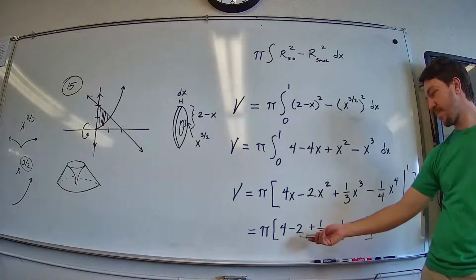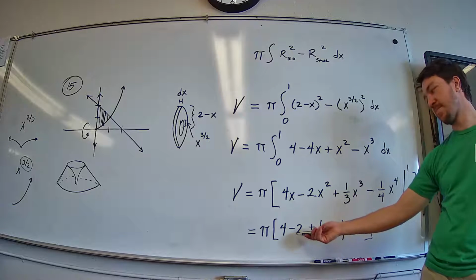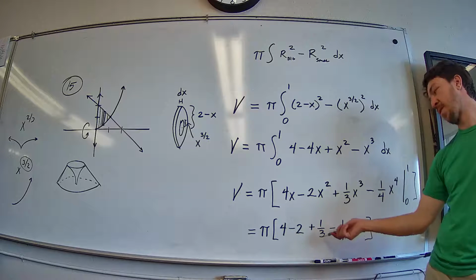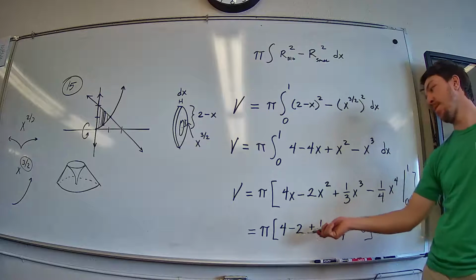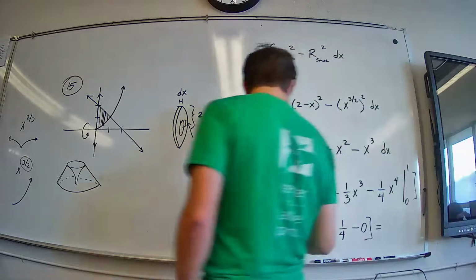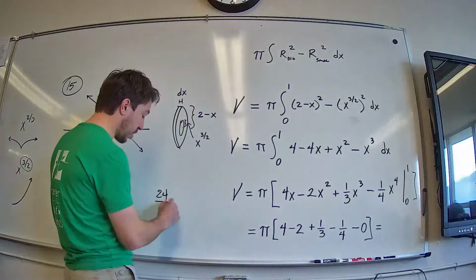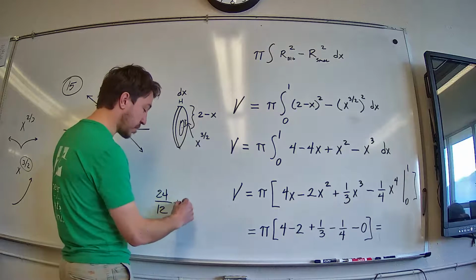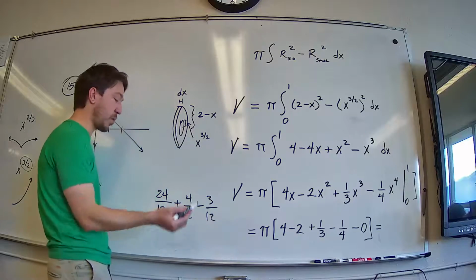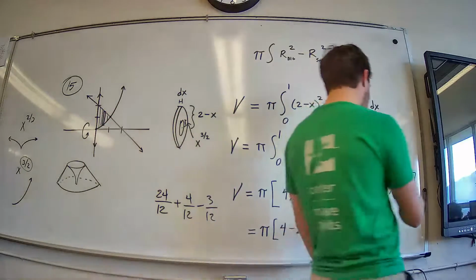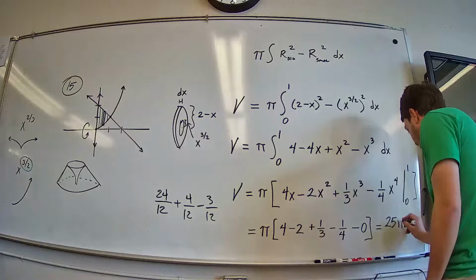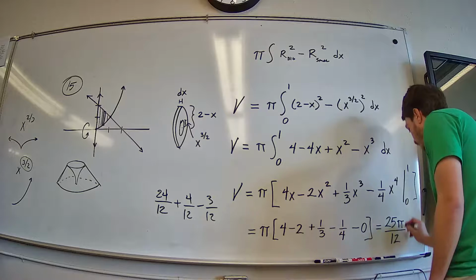Let's see. You can probably do this one mentally, right? This is 2, right? The 3 and the 4 tells us it's got to be in twelfths. So it's 24 twelfths plus 4 twelfths minus 3 twelfths. So really just plus 1 twelfth. So 25 twelfths. Do you feel okay about that? Yeah. Don't forget the pi in your answer. 25 pi over 12.